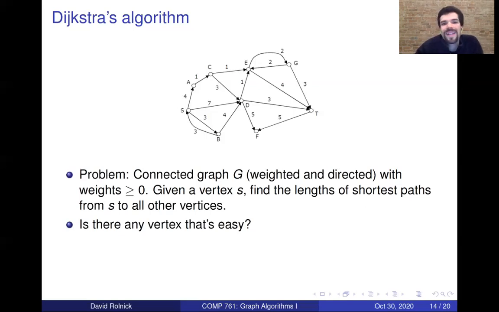Okay, so neighbors. Is it true that the neighbors are easy? Maybe not. Suppose I'm trying to work out the distances to all its neighbors. If I were to pick D, for example, is the distance from S to D necessarily the weight on the edge SD? No, unfortunately. If this were 2, then you could get to D faster by taking 2 edges. You could take 3 and then 2.